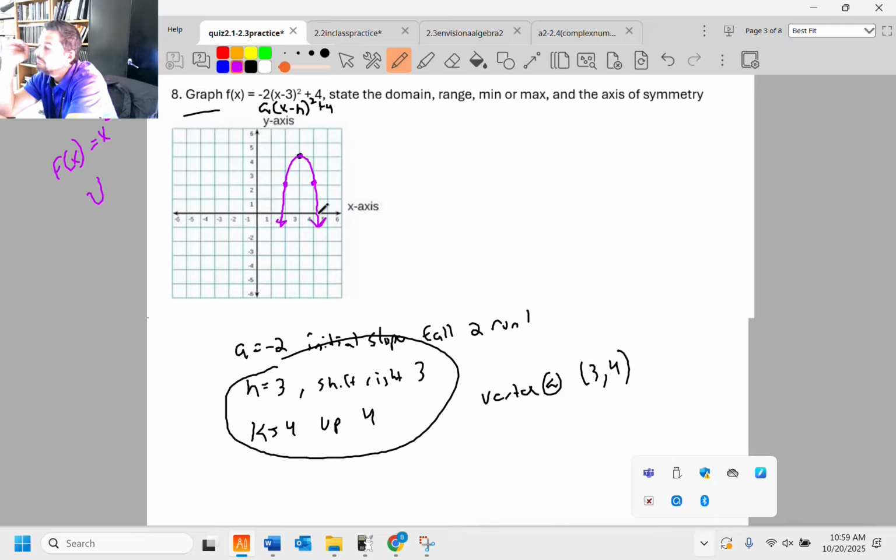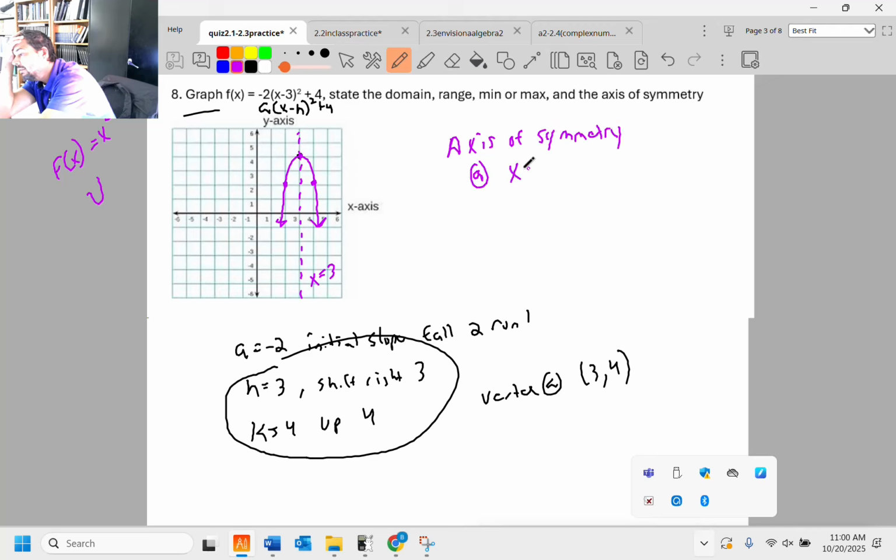Be done with it. All right, now, the axis of symmetry will actually be the first thing I do because I like it. Most kids don't want to draw it in. That is literally at x equals 3. So the axis of symmetry, that is a vertical line at x equals 3.